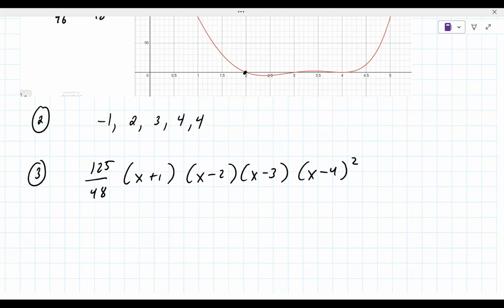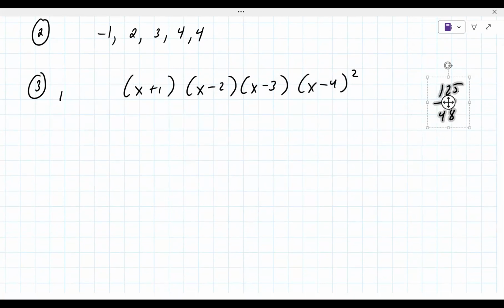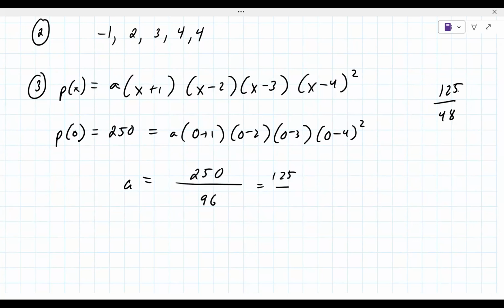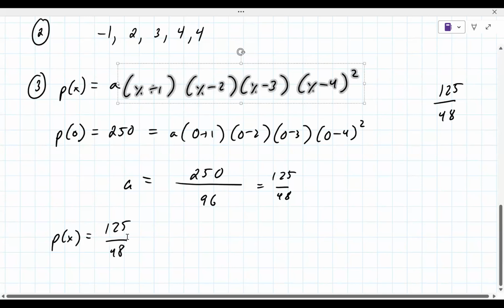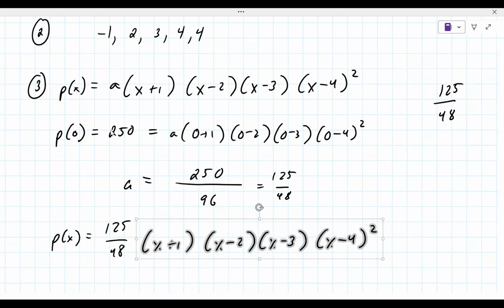Oh, it says to show the A value. Sorry, I guess we should do that. This is the final answer, but how do I want to do this? Okay. So your P of x is A times this. P of 0 equals 250, which is A times (0 plus 1)(0 minus 2)(0 minus 3)(0 minus 4) squared. And so your A is 250 divided by 96, which is 125 over 48. So your P of x is equal to 125 over 48 times all that stuff up here. But they want you to show the work. That's why I'm showing the work. Is that okay? Yes. All right.